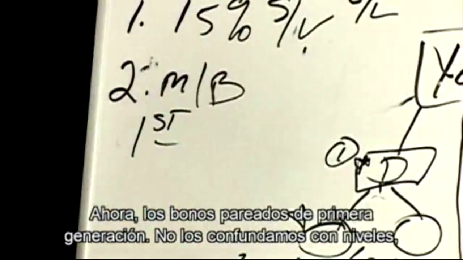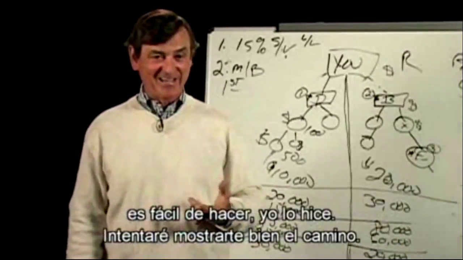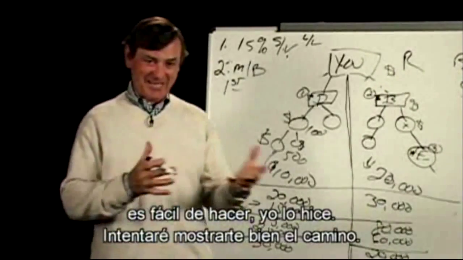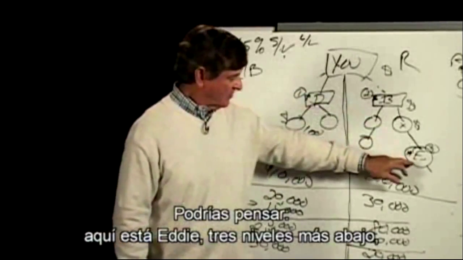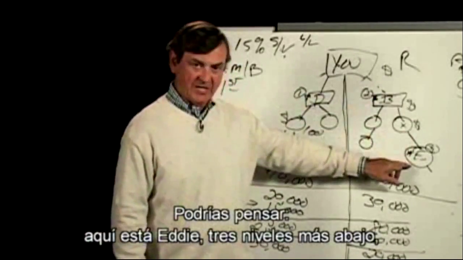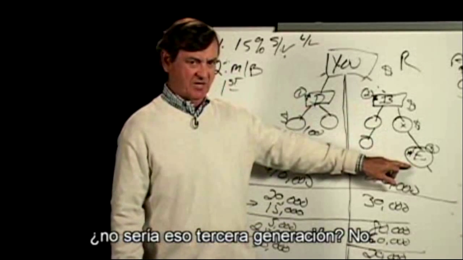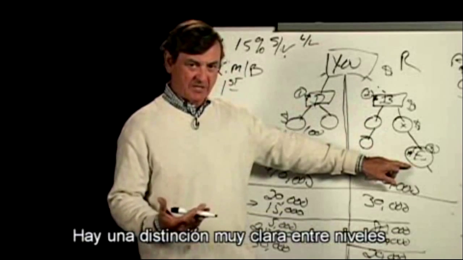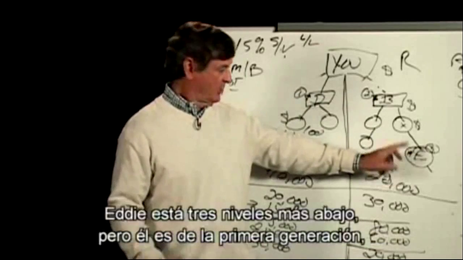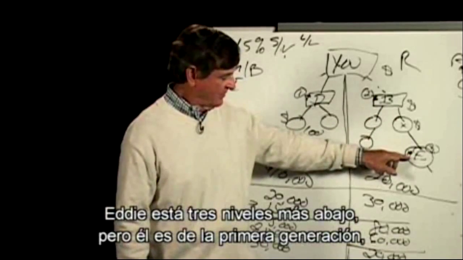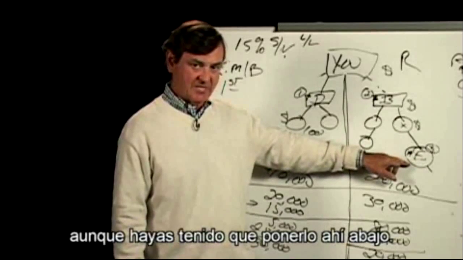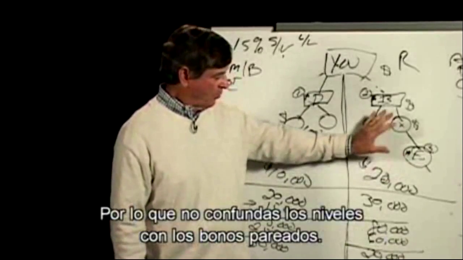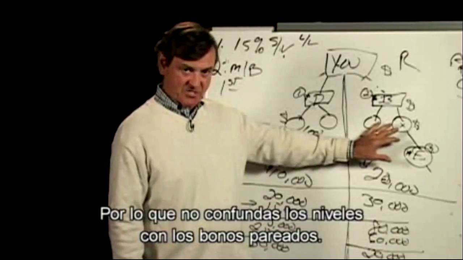Now, don't confuse this with levels. It's easy to do. I did, so I'm going to try to take you down the right path. You would think, gosh, here's Eddie, 1, 2, 3 levels down. Wouldn't that be third generation? No. There's a very clear distinction between levels. You're right, Eddie is 3 levels down, but he's first generation, even though he tumbled down here. He had to, right? So don't worry about levels with matching bonuses.